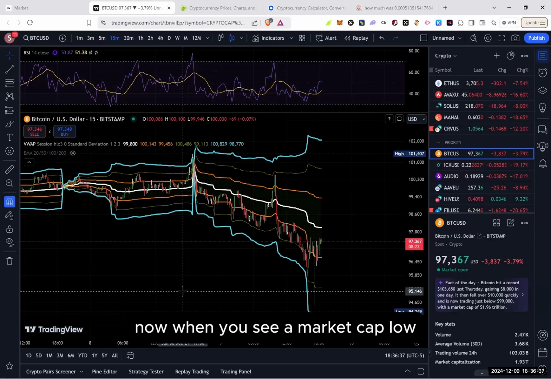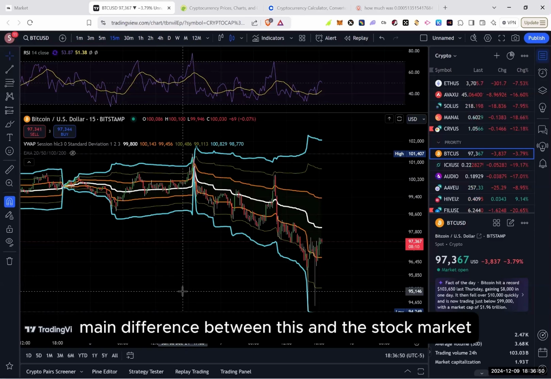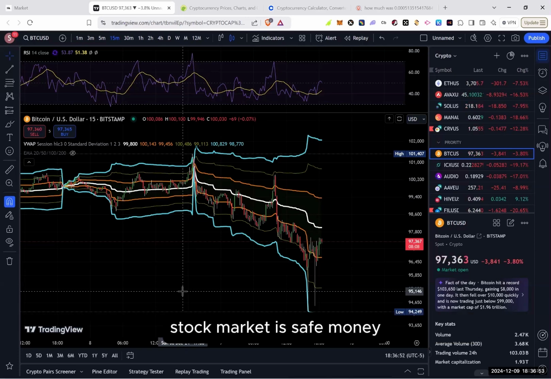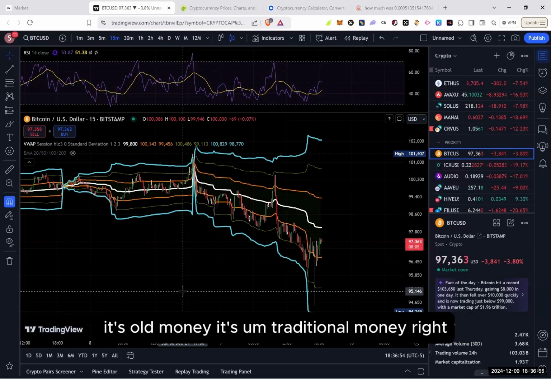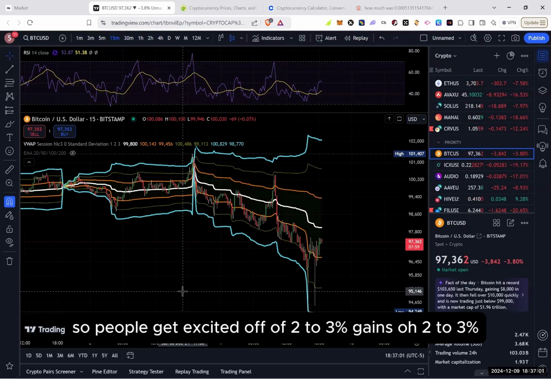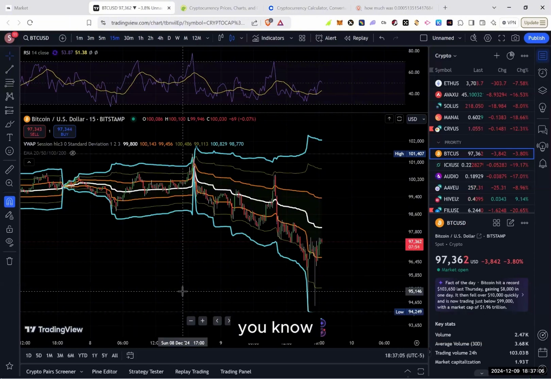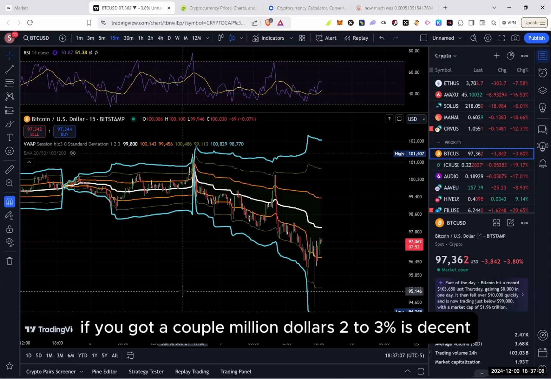Now, when you see a low market cap, and everybody's definition of low is different, but in my opinion, less than $1 million is low. Even a couple million is low. Even under $1 billion is low in the crypto space, and that's another main difference between this and the stock market. Stock market is safe money, it's old money, it's traditional money, right? So people get excited over 2 to 3% gains. Ooh, 2 to 3%. If you've got a couple million, 2 to 3% is decent.